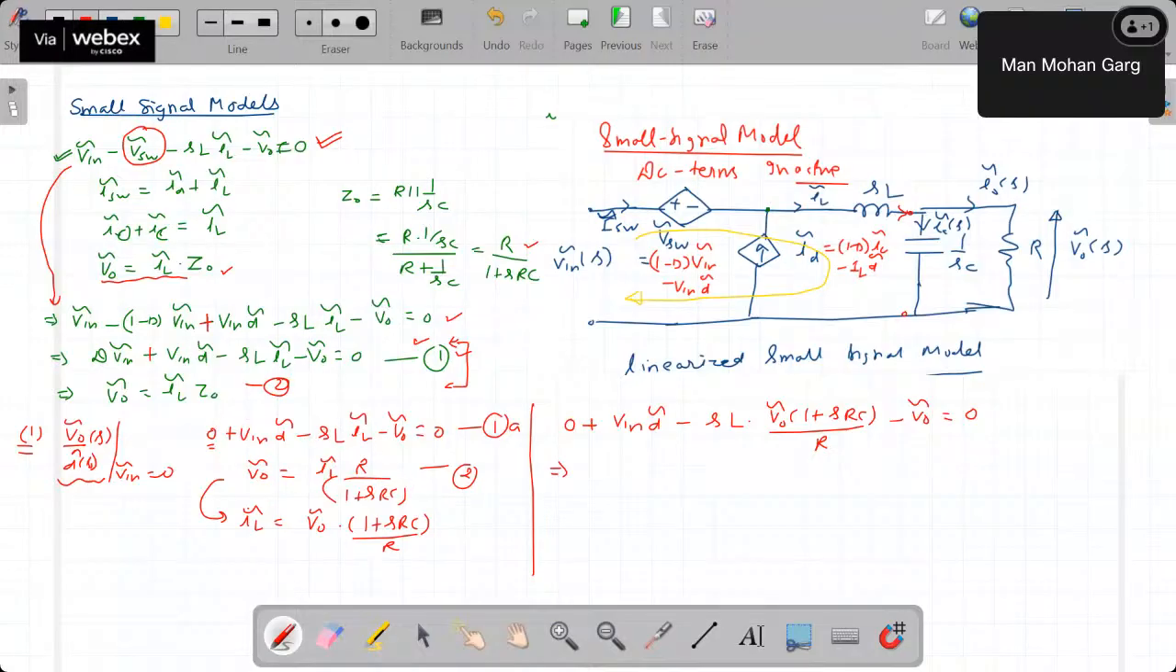Now we have these two equations, equation 1a and equation 2. With the help of these two equations, we need to find V naught upon D. Now this equation has three variables: one is D, another is IL, third one is V naught. We will eliminate IL because IL is not to be used by us. So I'll put the IL value over here. So this is V in D cap minus SL, IL value I am putting here, minus V naught equal to 0.